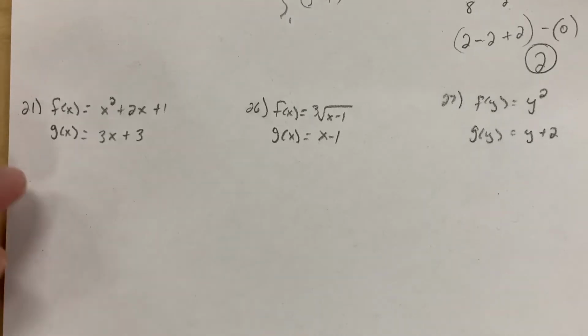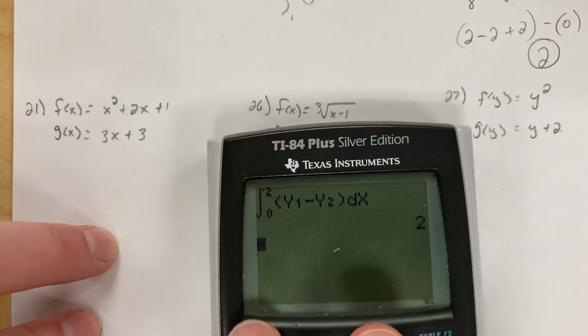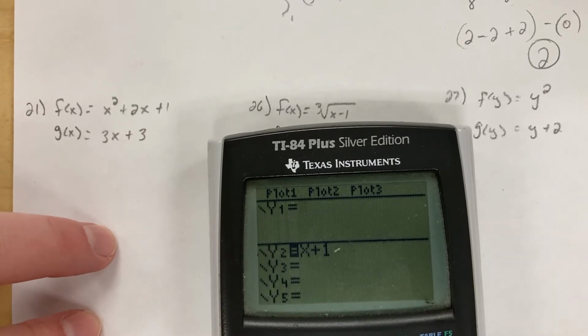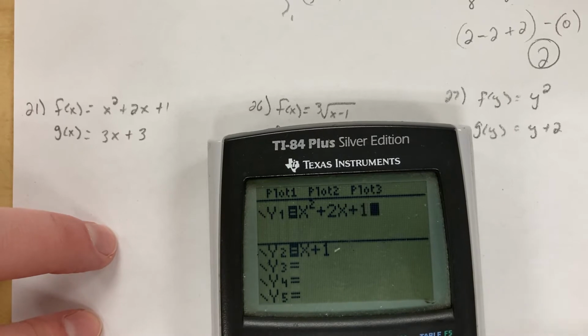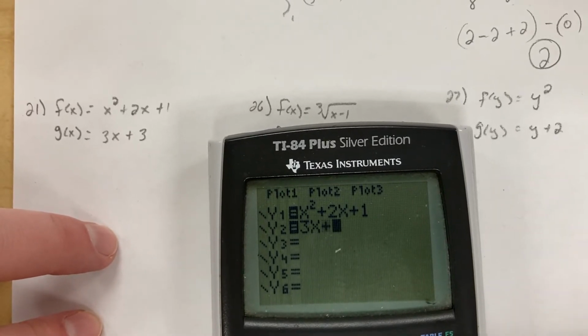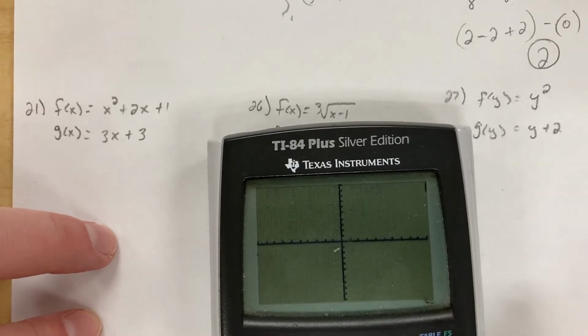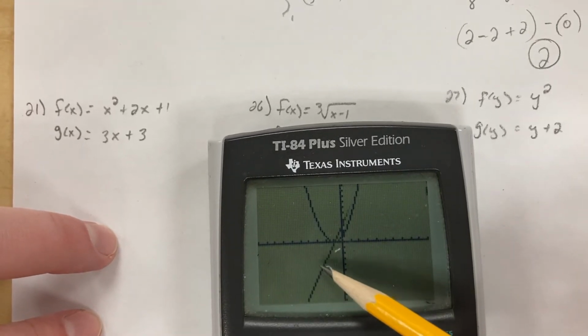Problem 21 wants us to find the area between these two curves here. So I'm going to take my calculator and clear that out. Let's go x squared plus 2x plus 1, and down here we'll go 3x plus 3. All right, hit graph. Here's the x squared graph, and then here comes the line.